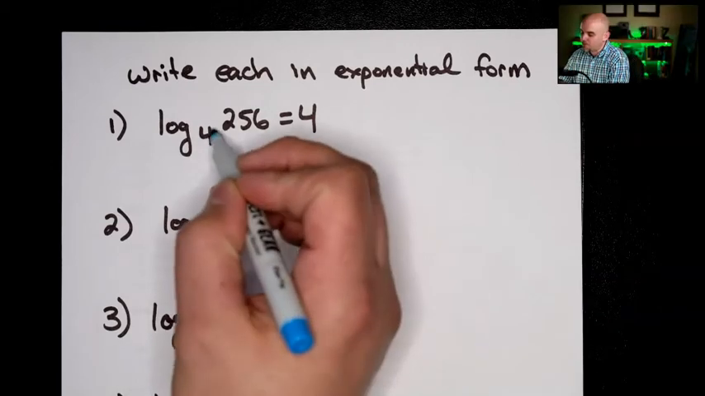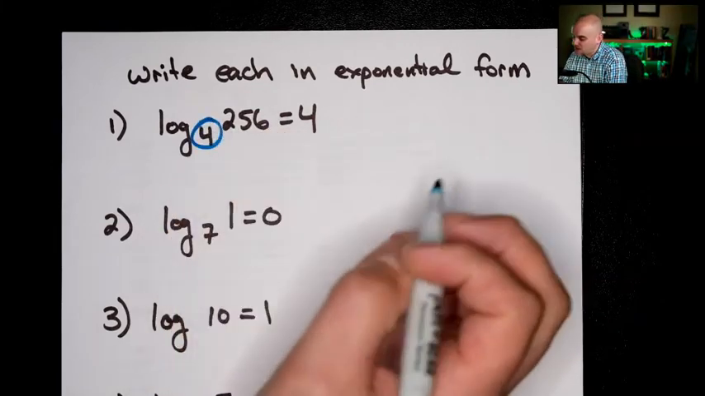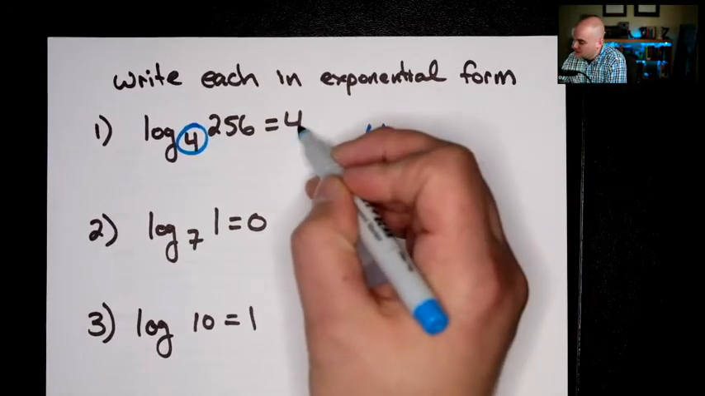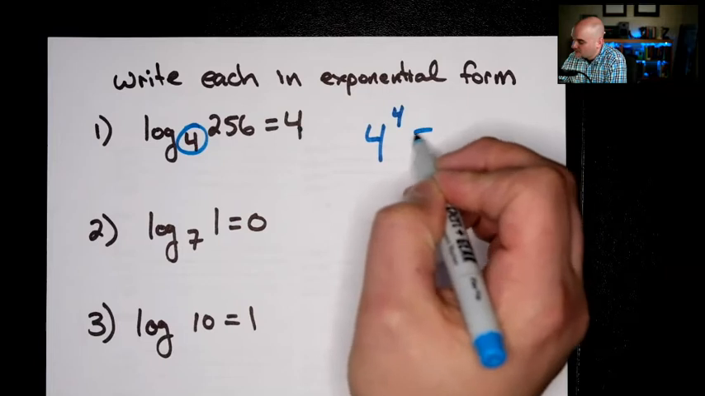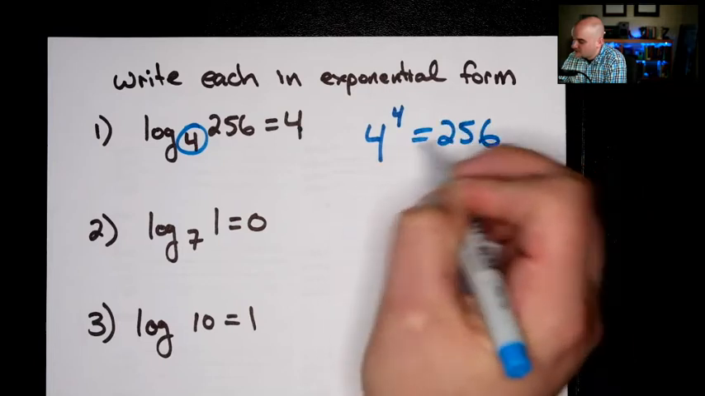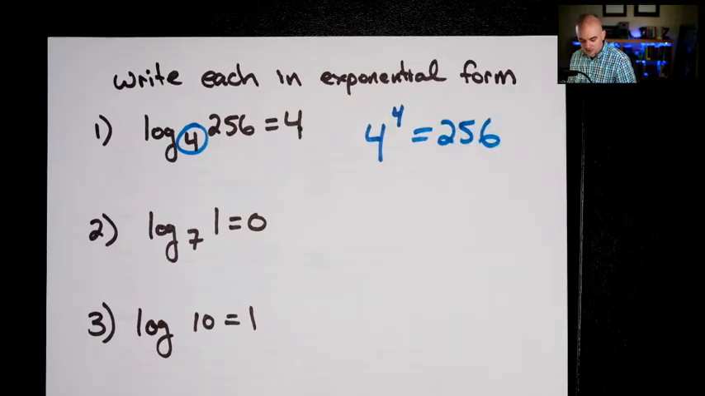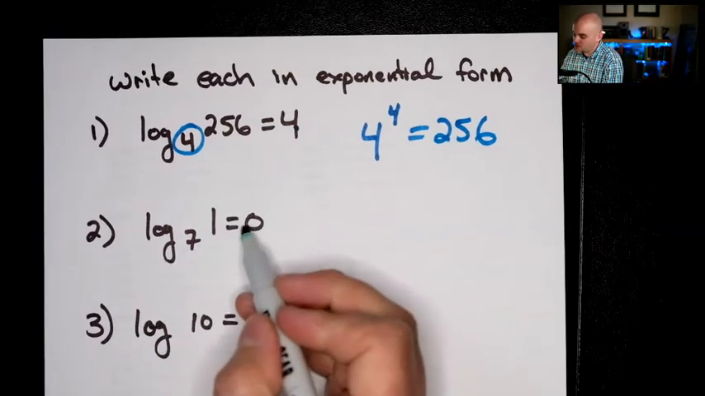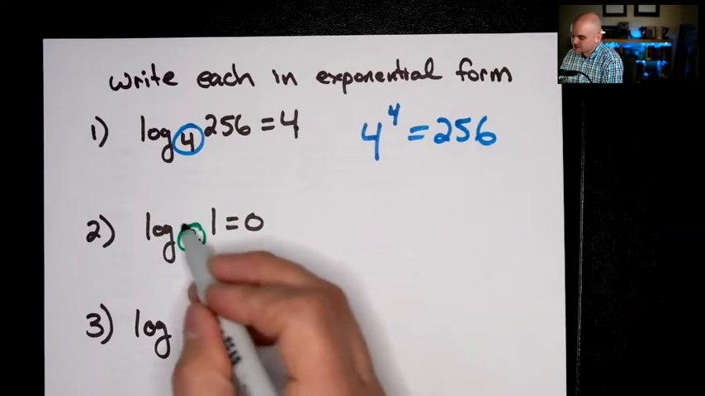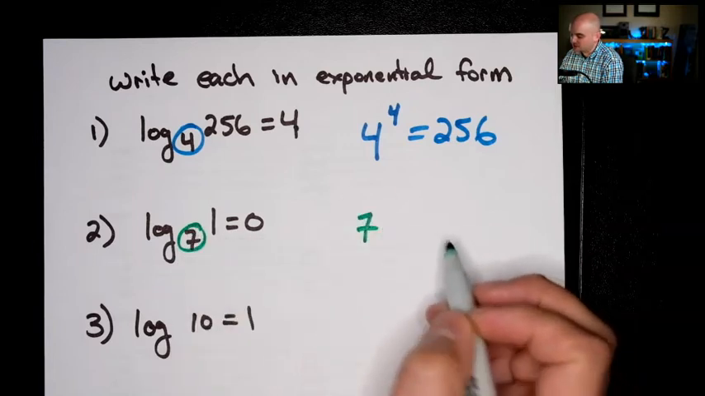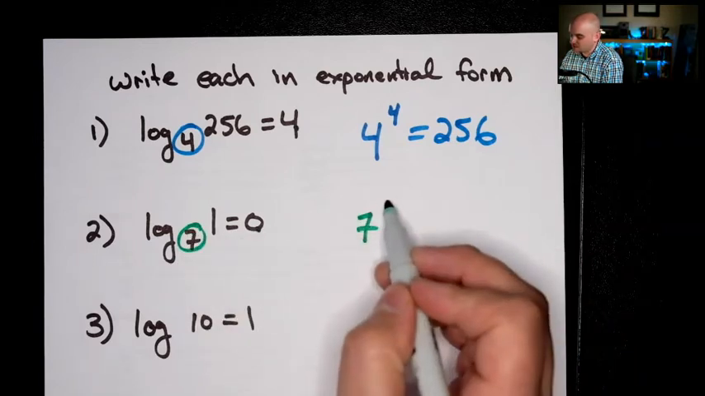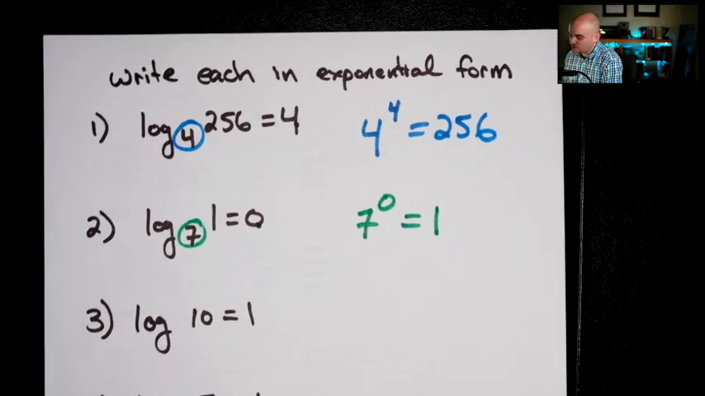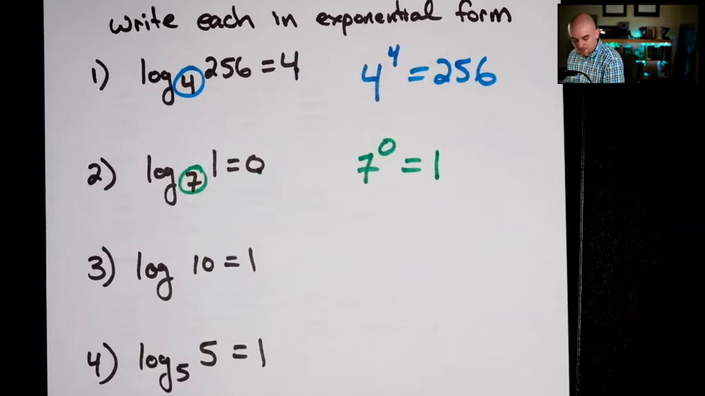We know that the base of the exponent must be the same as the base of our logarithm here. And so I'm going to write 4 raised to the exponent of 4 must equal 256. That's the exponential form there. On the next one, we've got log base 7 of 1 equals 0. 7 is my base for my exponent also. It's raised to the exponent of 0, and that must equal 1. That makes sense. 7 raised to the 0 equals 1, right?